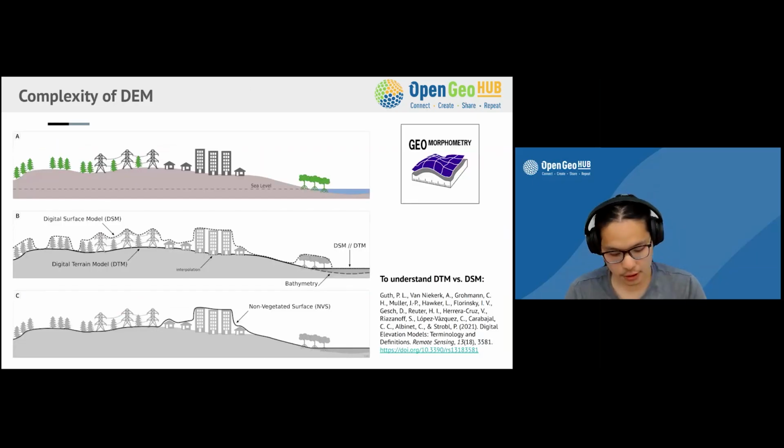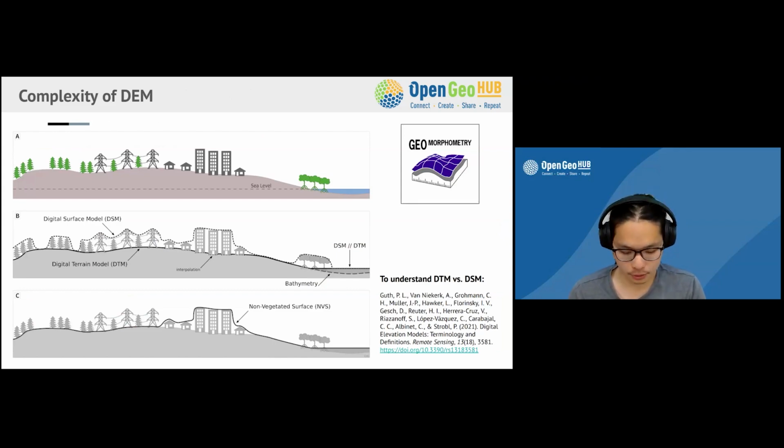If you are not familiar with that, there's a paper that talked about the terminology of the digital elevation model. Basically, there are two types of digital elevation model. One is the digital surface model, and one is the digital terrain model. The terrain model estimates the bare ground of the Earth's surface, and the digital surface model contains the height of the trees and also the buildings. So that is the difference.